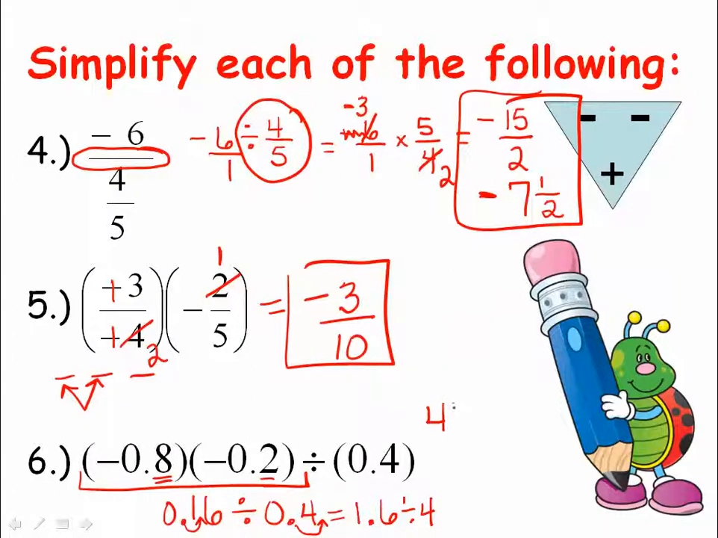When I divide 4 into 1.6, it's the same as dividing 4 into 16. I simply put the decimal point above in the problem. So 4 goes into 16 4 times, and my final answer would be 0.4.